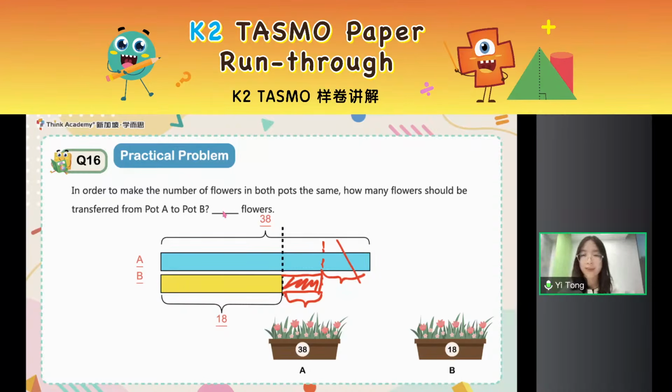So let's write down. What's the difference first? 38 minus 18 equals to 20. Now, 20 divided by 2 equals to 10. Or you can use like 20, what's the half of 20 is 10, right? Okay, so we know that the part we're moving is 10. 10 flowers we're transferring. All right, so 10 is our answer.